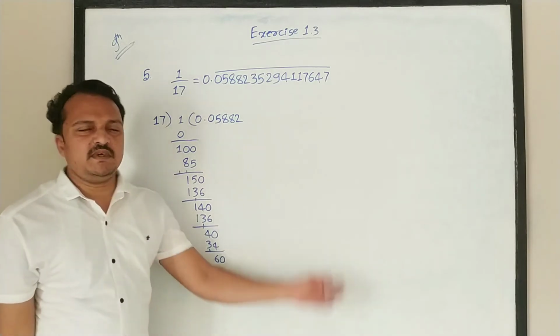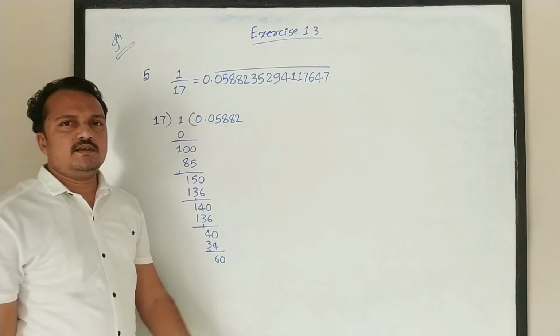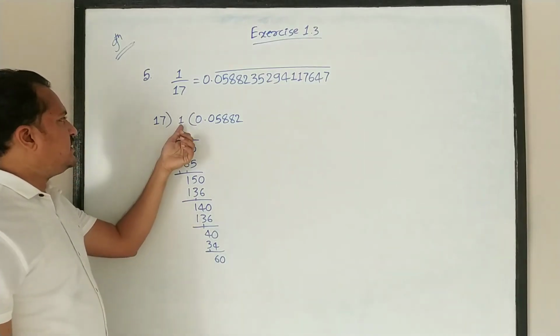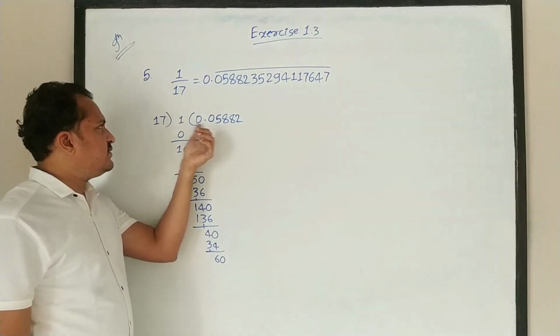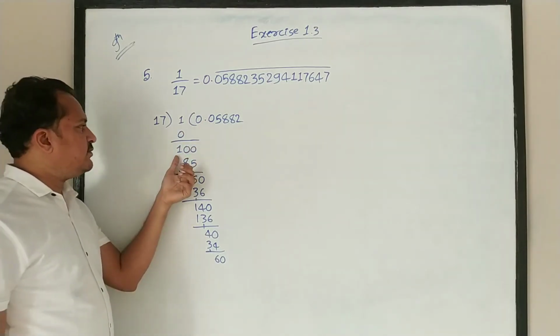Come to the fifth problem. It is very easy. We have to write a decimal expansion of 1/17. So start dividing this one, 17 and 1 here. First we will take the 0. 17 zeros are 0. Then 1 minus 0 is 1. Give the decimal point here. It will become 10 here.